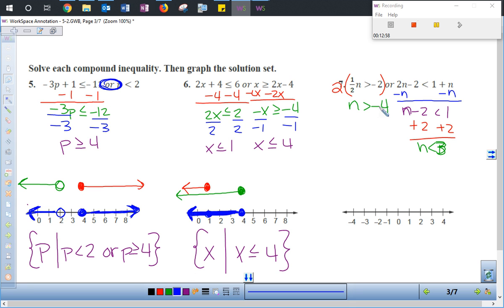Now I can graph my two helper graphs. So n is greater than negative 4. It's going to be an open dot over negative 4 with an arrow to the right. n is less than 3 is an open dot over 3 with an arrow to the left. And I just want to take both of these and graph it on my graph. So open dot on negative 4 with an arrow going to the right.